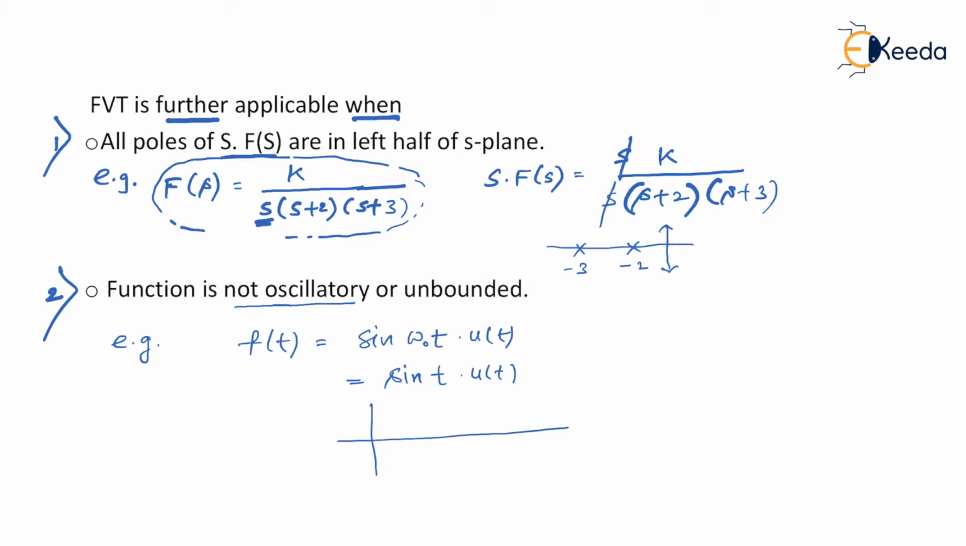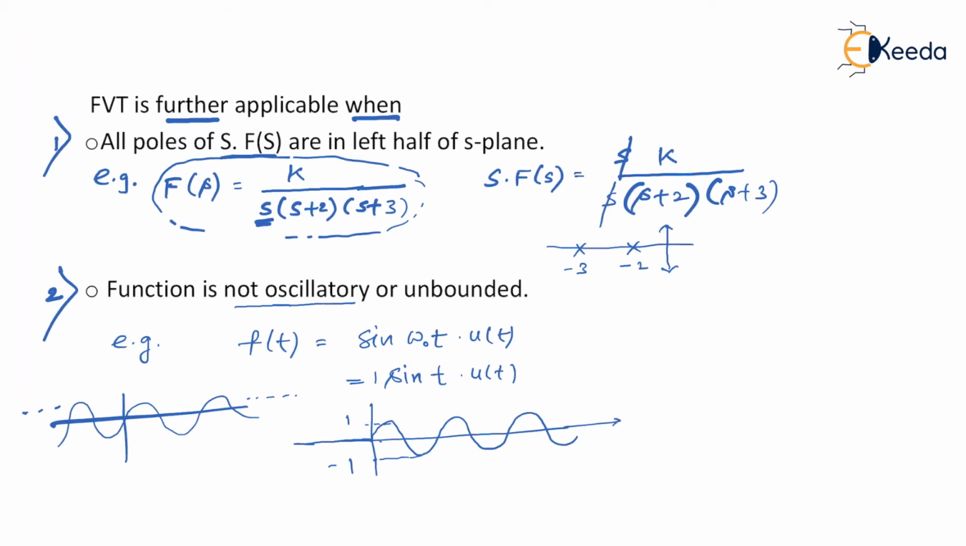I'm taking a right-handed signal because whenever I say only sine t, it can be considered as a signal present on the left hand side also and the right hand side also. But you know that whenever we are using these two theorems, either the initial value theorem or the final value theorem, the very first condition is that it should be strictly a causal function. So when I say it is a causal function, it must be multiplied with u(t). So it is a sinusoidal signal but only present on the right hand side. On the left hand side it is 0. In this case, as you can see, the amplitude of sine t is 1. So maximum amplitude is 1, minimum amplitude is -1, and this is the time scale t.